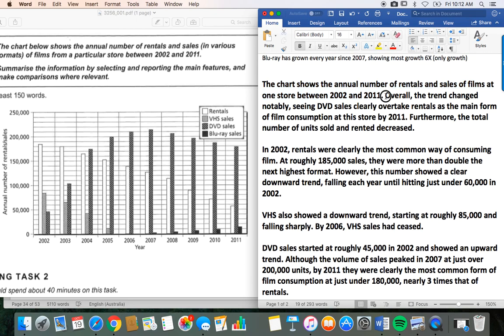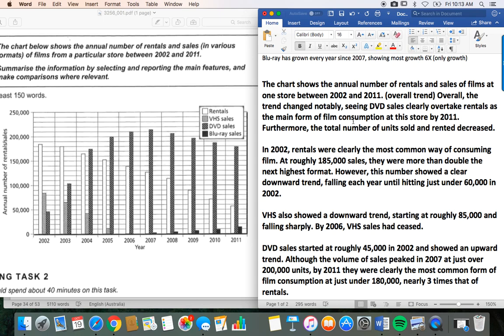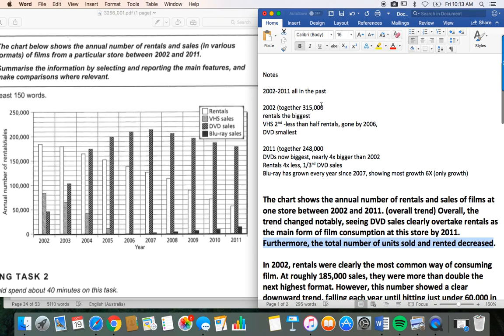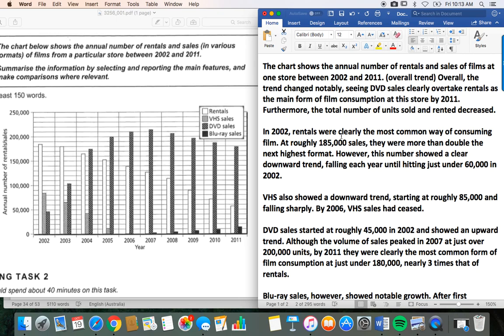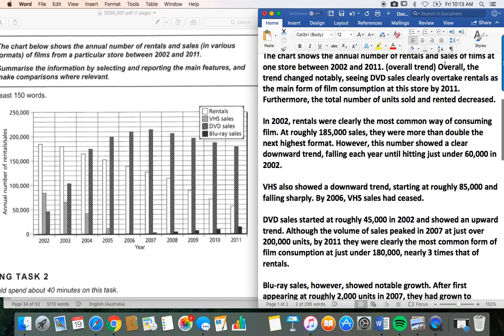We'll move on. You must show the overall trend. So here I've said overall the trend changed notably, seeing DVD sales clearly overtake rentals as the main form of film consumption at this store by 2011. Furthermore, the total number of units sold and rented decreased. So this conglomerate amount, this total number, has gone down. So I've pointed that out in my text. That's important. Now, you at least want to get one of those points. If you're aiming for a 7, you should have some overall trend.